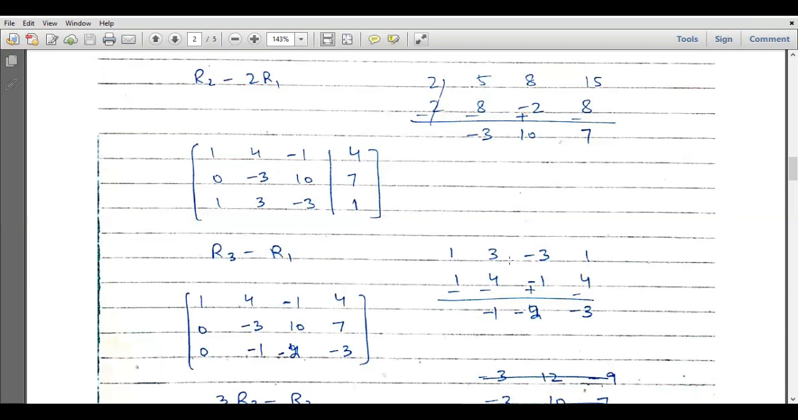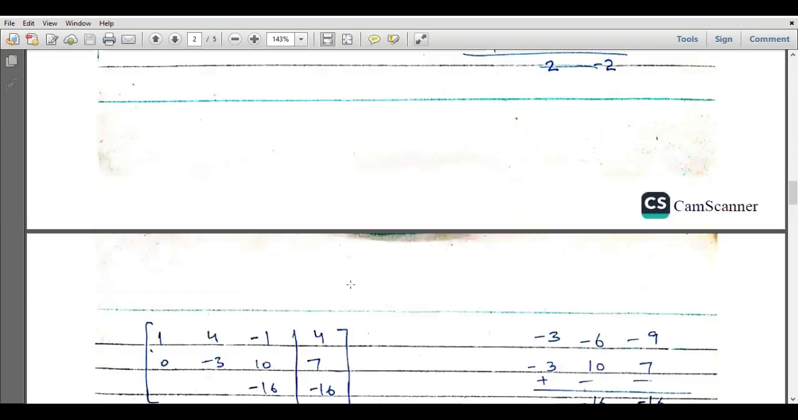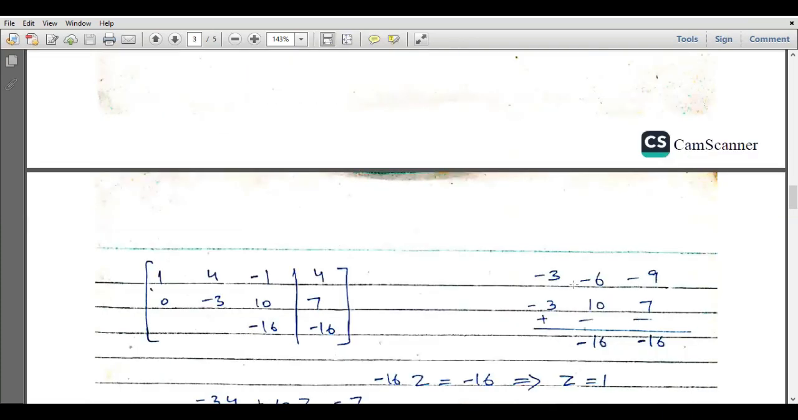So let's subtract this second row from this row. So we will have minus 1, minus 2, minus 3, and this is our new third row. So now let's convert this entry equal to 0. So this will be achieved by multiplying the third row with 3 and subtracting the second row from it. So it will become minus 3, minus 6, minus 9 and minus 3, 10, 7.